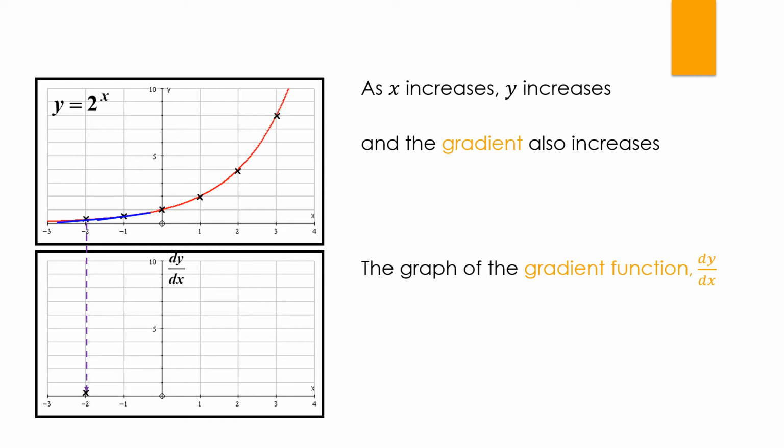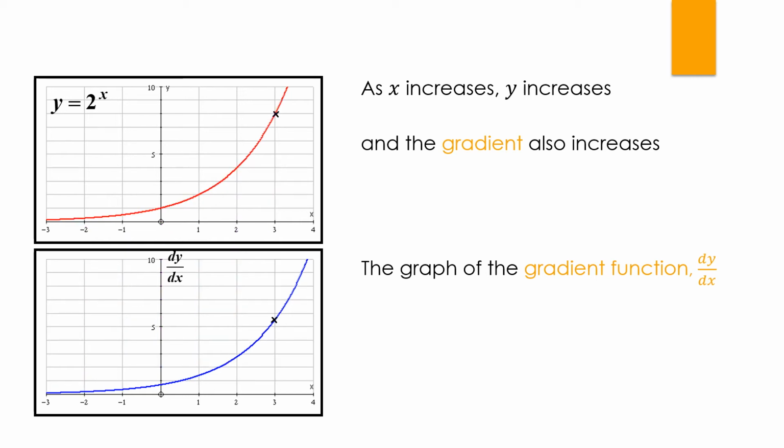So if we want to plot the graph of the gradient function, in other words, dy by dx, then we can look at each of those integer values and the gradient at those points and plot them onto a new curve. And you can see that y equals 2 to the power of x looks very similar to dy by dx of y equals 2 to the power of x. However, if we consider 2 points at the same x value on each of our curves, on our y equals 2 to the power of x curve, at x equals 3, y equals 8. However, on the graph of the gradient function at x equals 3, dy by dx is approximately 5.5.